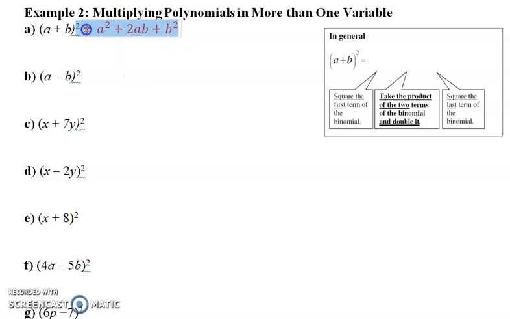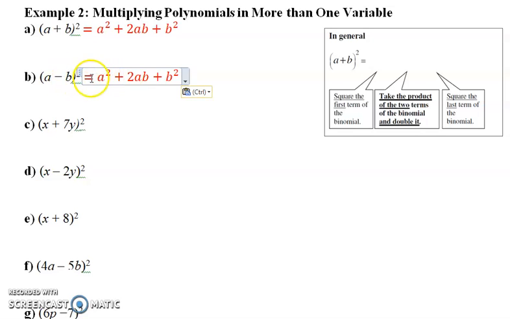The next one is subtraction, so you do the same thing, only now it's going to be minus here. We square the a, we get a squared. We square the b, we get b squared. And then the middle term is a multiplied by negative b, which would be negative ab. Double it would be negative 2ab. Alright, let's look at the next one.